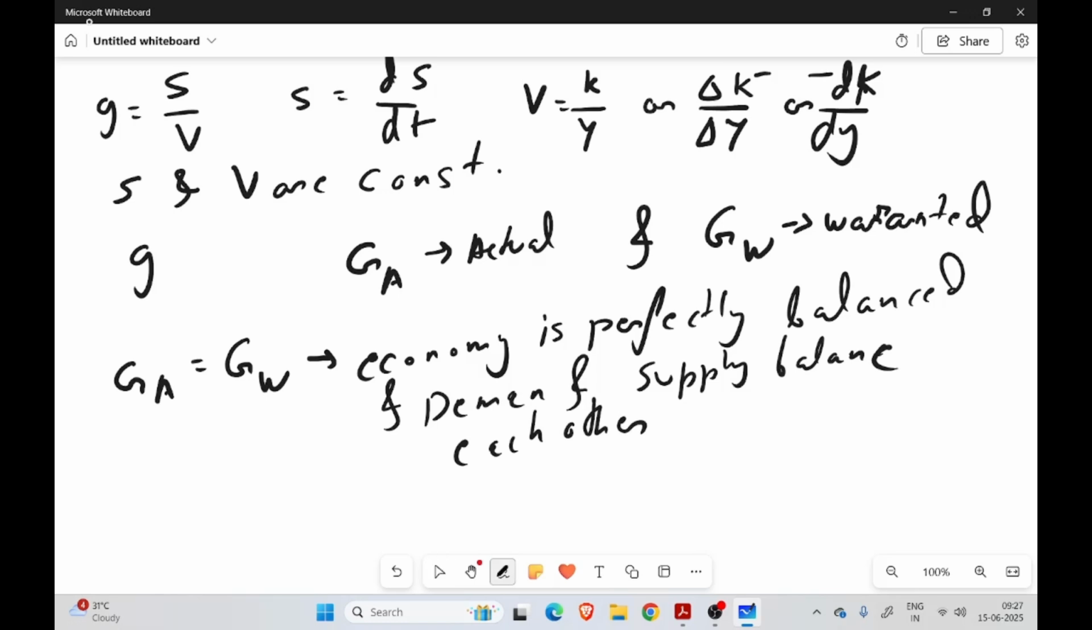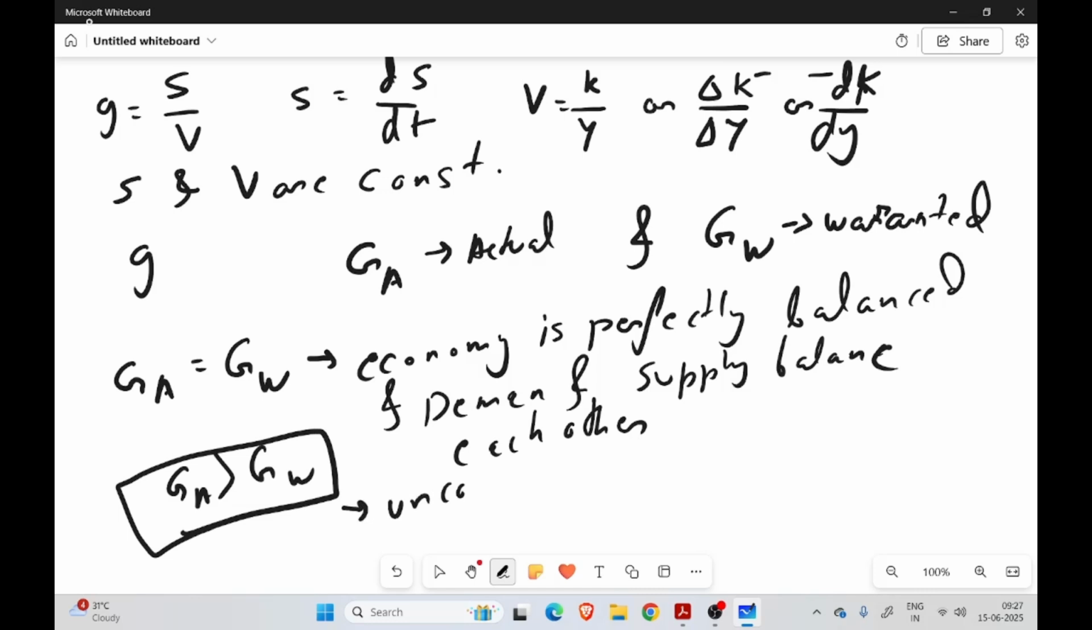Now, if GA is greater than GW, then an unsustainable boom happens, that is, demand grows faster than businesses can replenish their capital stock. Therefore, as demand grows faster, the prices of goods keep on increasing, but the businesses are unable to keep up with the demand under this condition, because of which there is an uncontrollable boom in the economy.